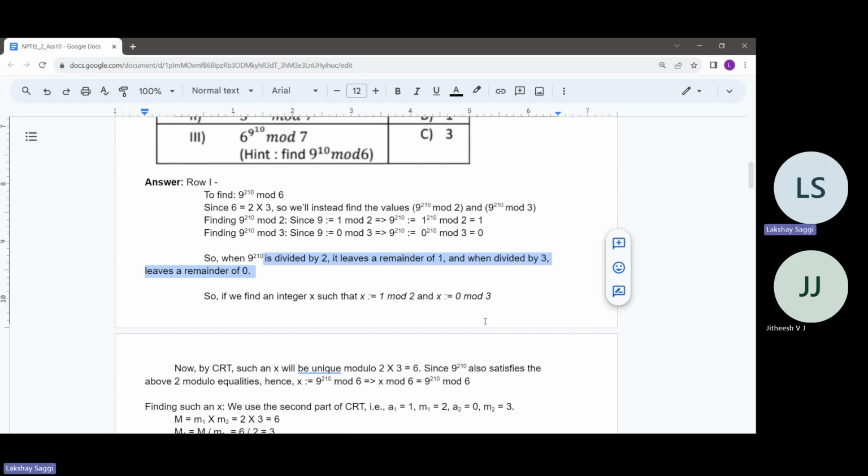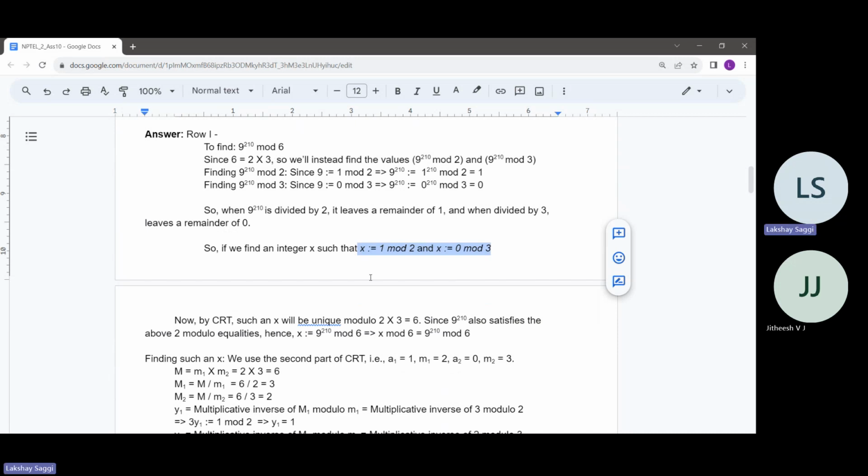Now, basically, let's find another integer x. Let's just say we find another integer x such that x is 1 mod 2 and 0 mod 3, which is the property of 9 raised to the 210 also, that it is 1 mod 2 and when divided by 3 it leaves a remainder of 0. So let's find another integer x which satisfies these two properties.